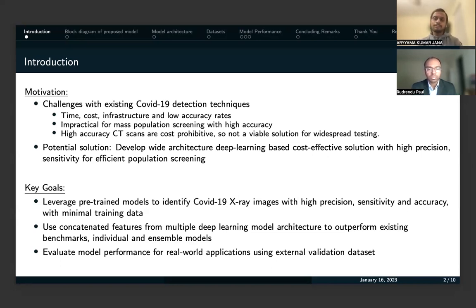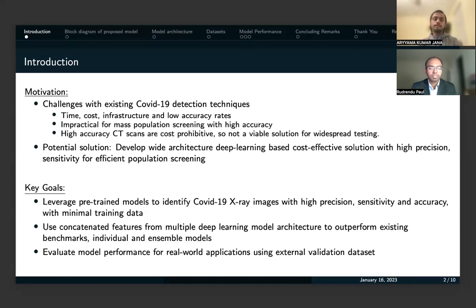So we think that a potential solution for this can be to develop a deep learning based model that can use the existing fast chest X-ray medical technology to classify a patient into COVID-19 or a non-COVID-19 patient.